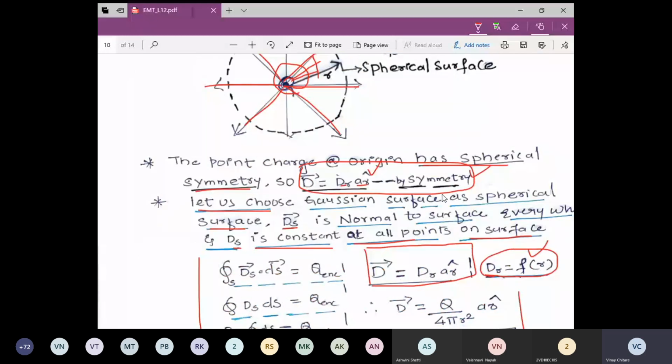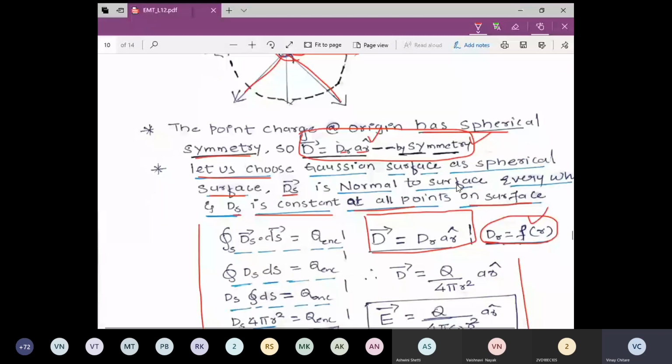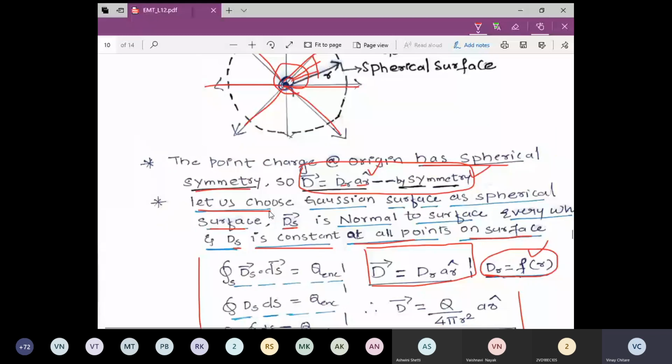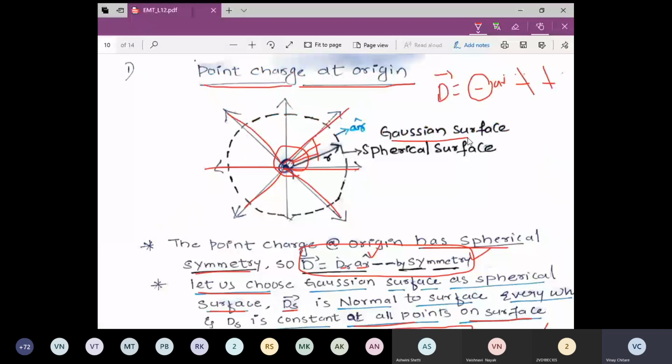Now, once we know it is a spherical symmetry, the obvious choice of Gaussian surface is the spherical surface. That is what I have shown: the Gaussian surface as the spherical surface, and the unit vector normal to the surface is a_r hat. You could see this is the direction of the flux density, and the flux density is normal everywhere on the Gaussian surface. For a given sphere of radius r, it is a constant.